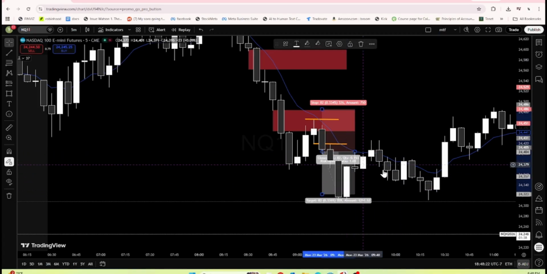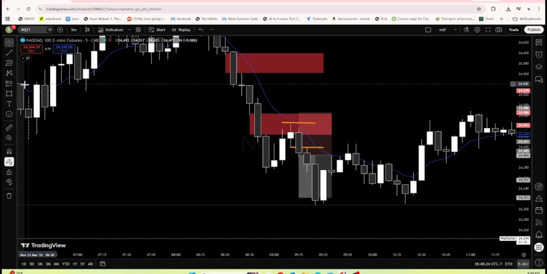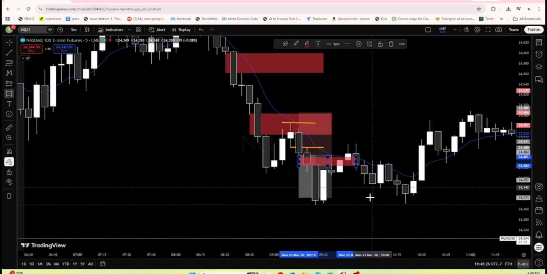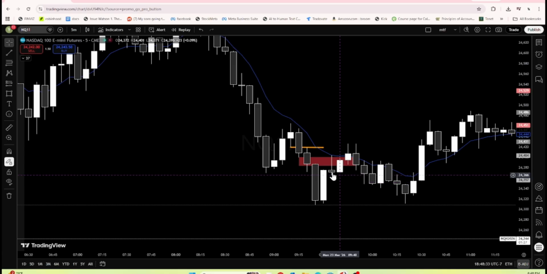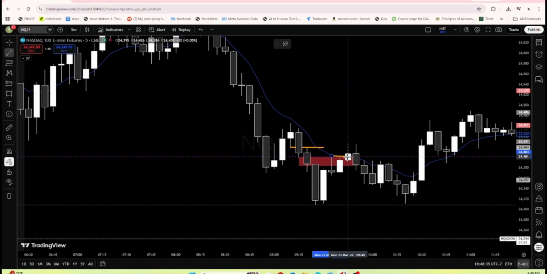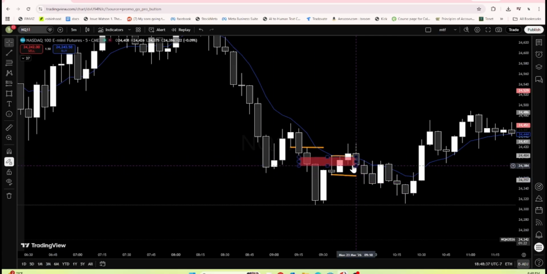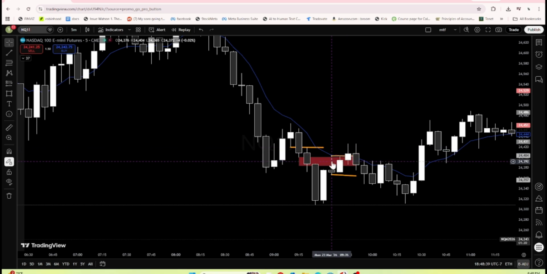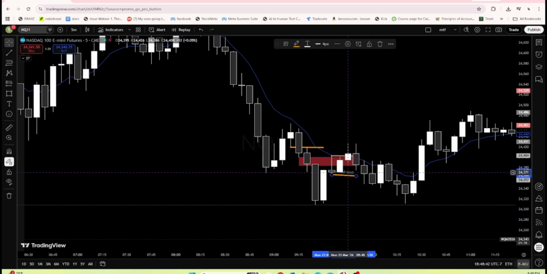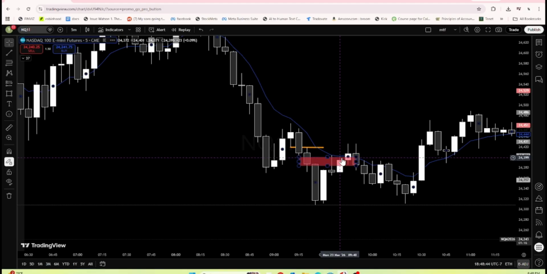Now coming in with the next example, you can see there is a fair value gap right over there, and you guys can see that this tapped in. You mark out the high and low, but it ended up closing above this candle's high. So we throw that whole idea out the window.